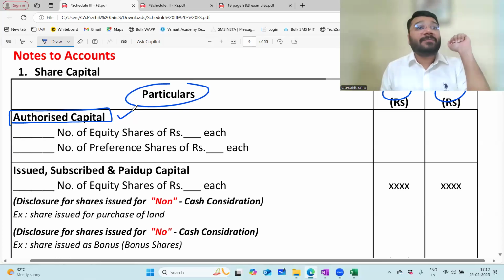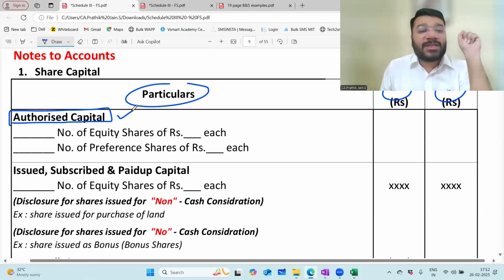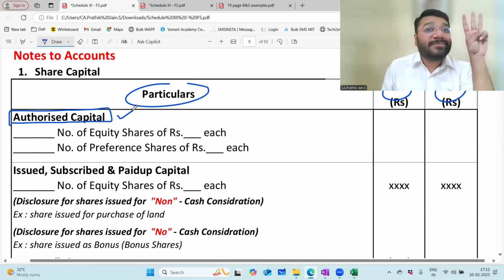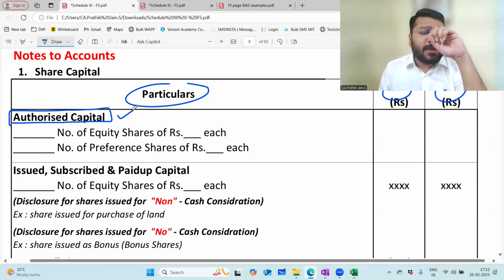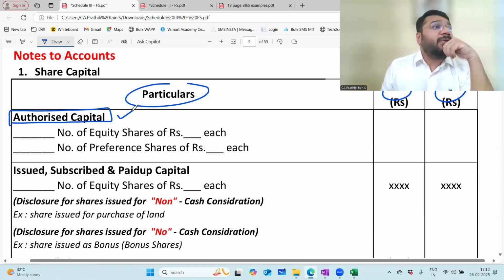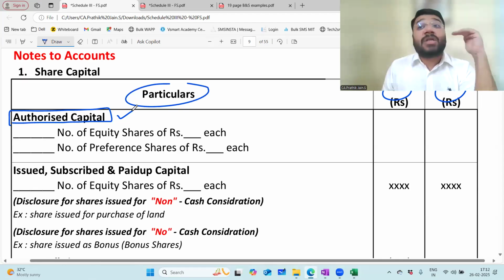What is the first document? Memorandum of Association. Very good. Second, we have to submit Articles of Association. Third, consent to act as the first director. Fourth, a declaration by the director that all the rules and regulations have been complied with. This we studied in CA Foundation company accounts. Correct? In the first document, Memorandum of Association, we have to submit 6 clauses.